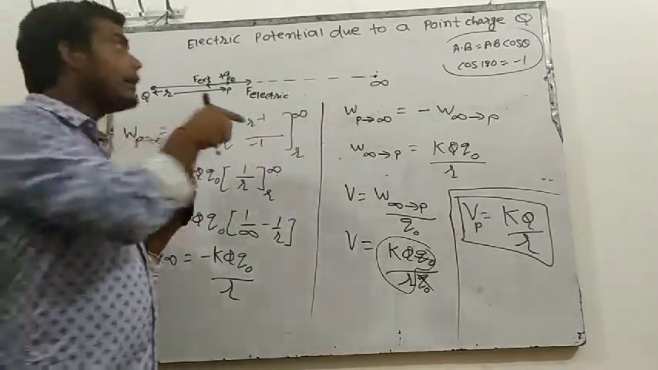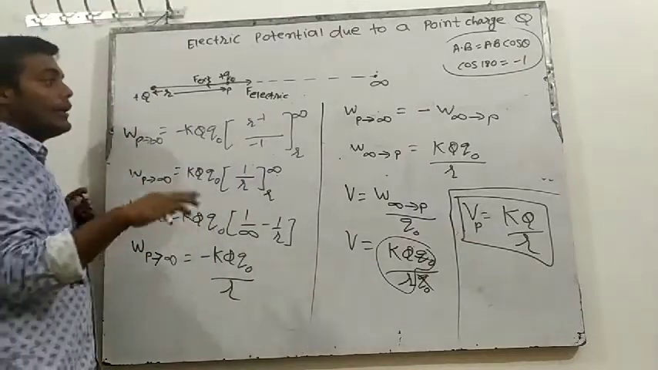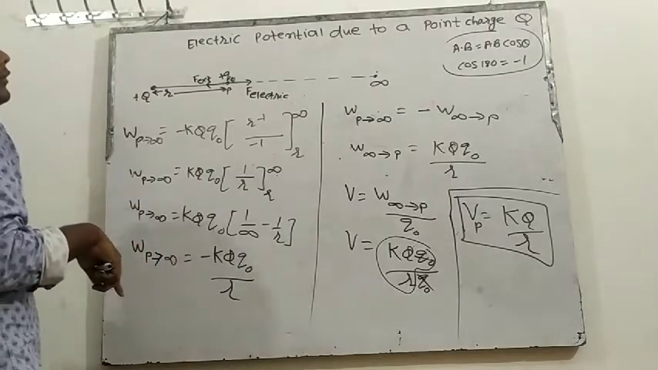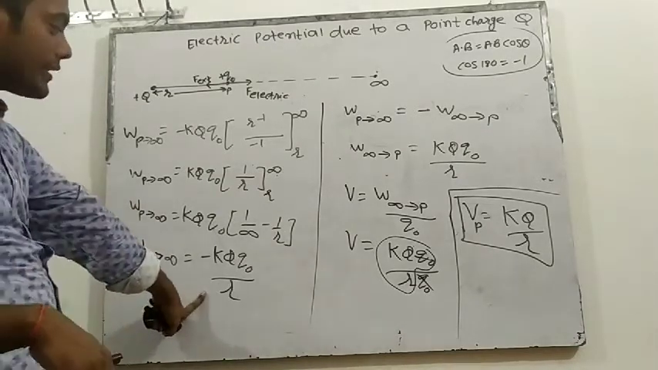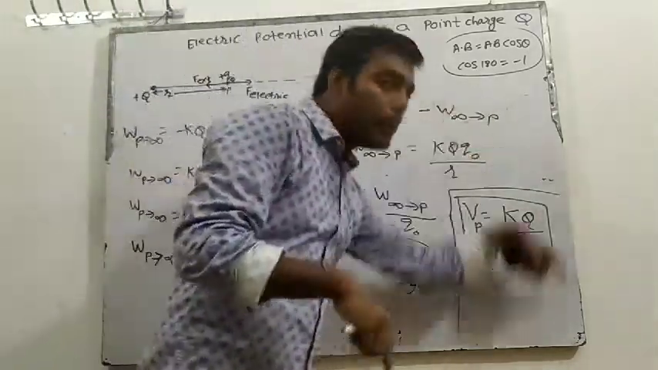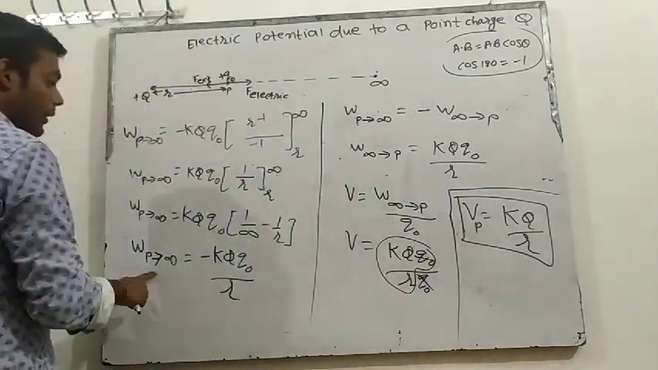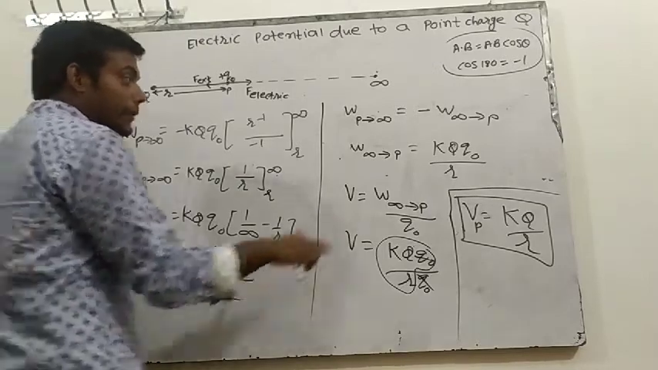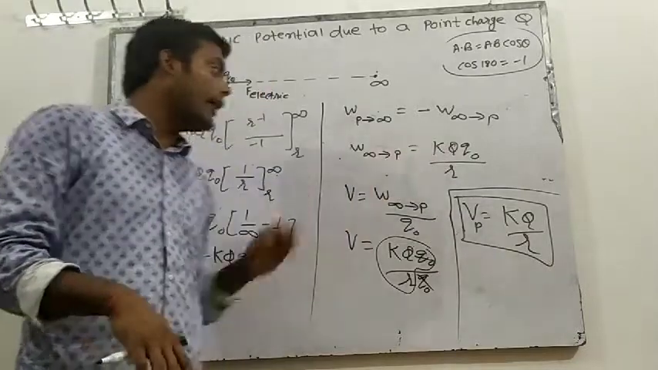So I will find work done from P to infinity and then take its negative. Work done from P to infinity will be equal to minus K Q naught by R. Work done from P to infinity is the negative of work done from infinity to P. So negative into negative will be positive. So work done from infinity to P will be positive K Q naught by R.